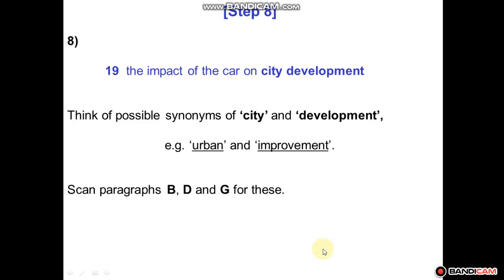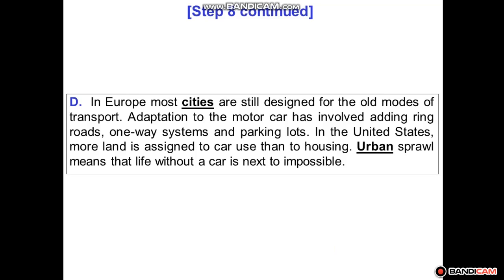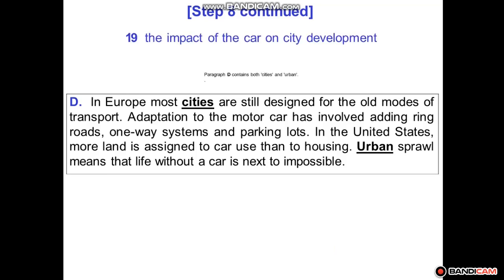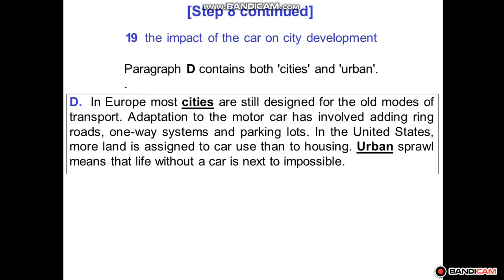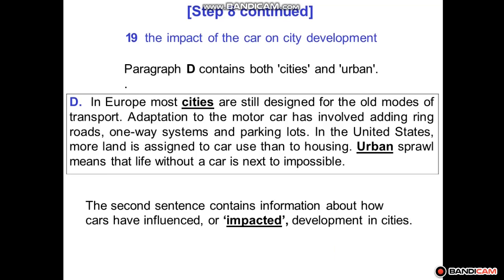Well, scan paragraphs B and D. Whatever you have already matched, just cross through them. Eliminate them, and then you move on to the rest of the paragraphs, and that makes it easier for you. And that is here, D. Paragraph D contains both city and urban, in the form of cities and urban. You see, what we guessed, we have them here, luckily. The second sentence contains information about how cars have influenced or impacted development in cities. So that's the best match to information number 19.